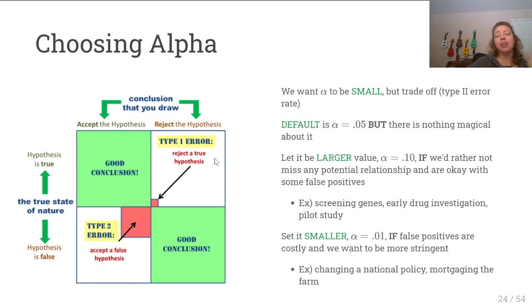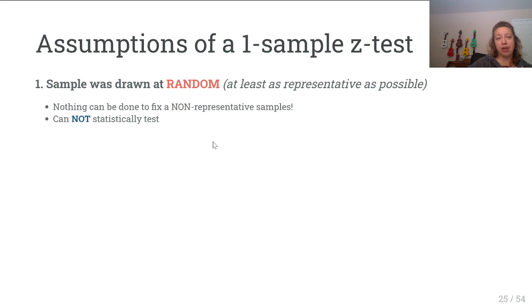So there is some legitimate reason why we wouldn't want to choose alpha to be smaller than 0.05. Okay, so this is about the end of today's video, and I wanted to just wrap up with the assumptions of a one-sample z-test, since that's what we're focusing on in chapter 1.